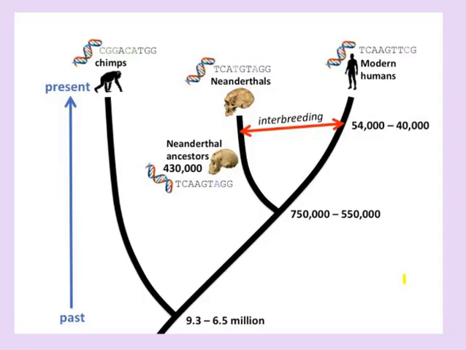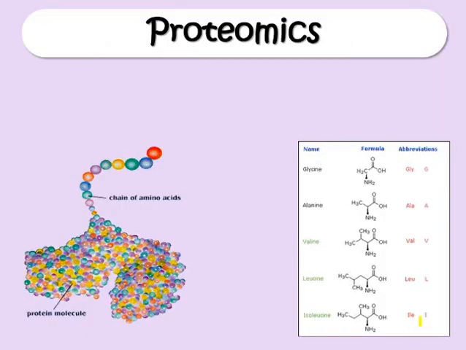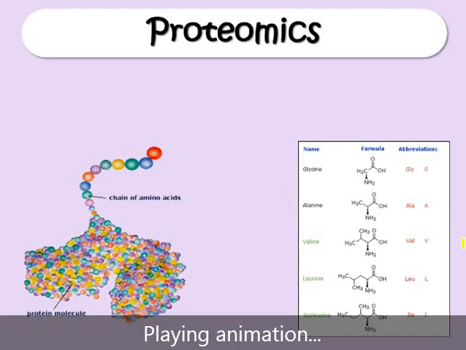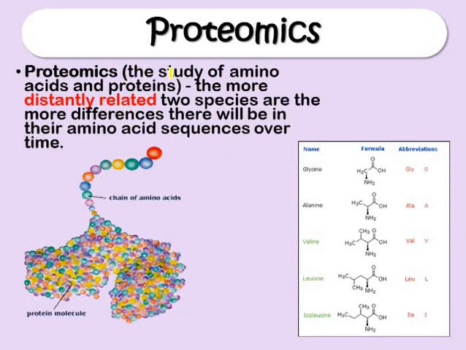This is what they actually used to try to figure out how long ago modern humans emerged, and how long ago we shared a common ancestor with chimps. Okay, that was done using molecular clocks for certain genes. Now finally, proteomics is a very similar concept to comparing DNA sequences, except this time we will be looking at the differences in amino acid sequences. And again, the more distantly related two species are, the more differences you will see in their amino acid sequences.